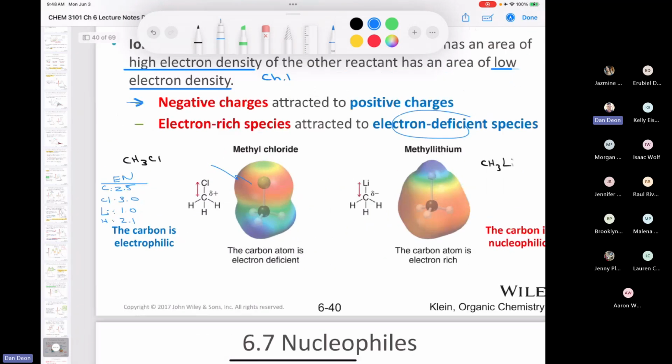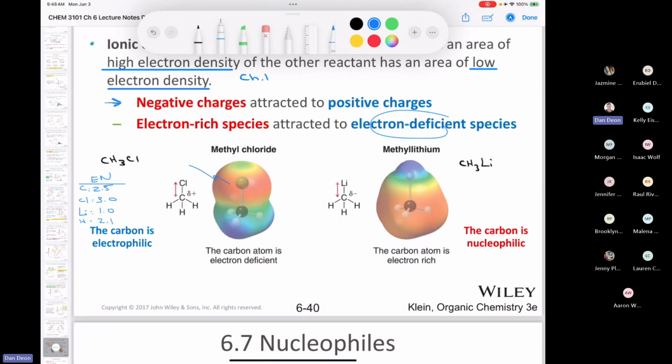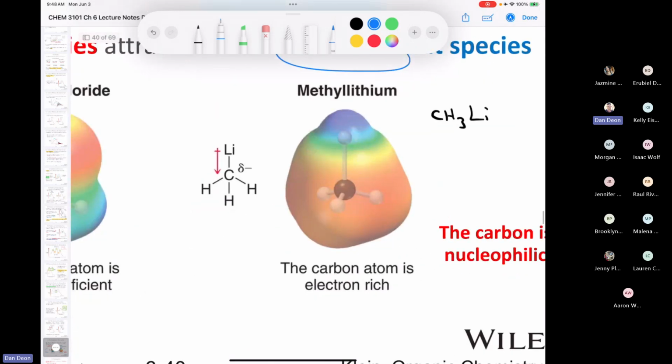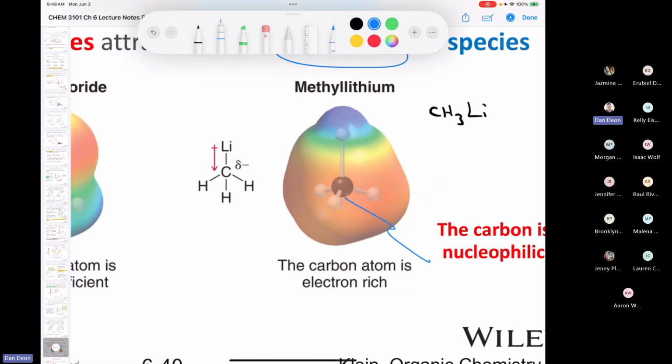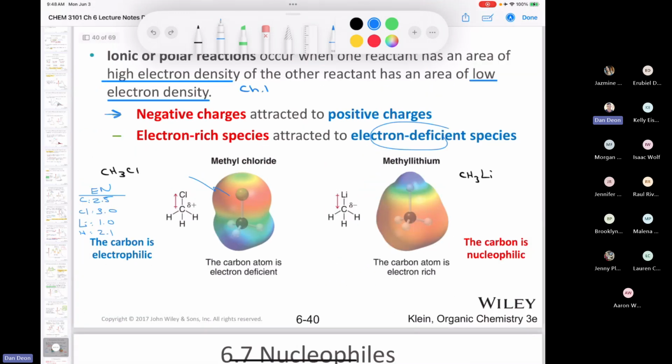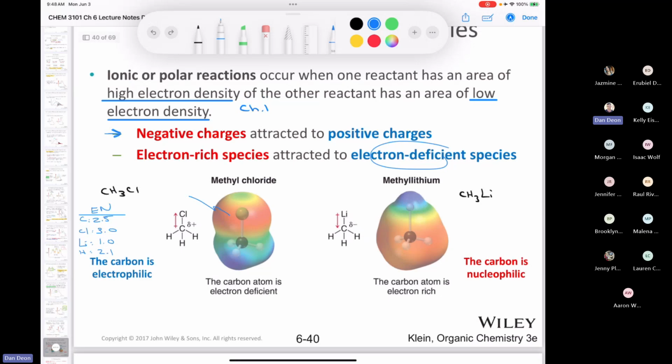Now, if we look at methyl lithium, it's got the same molecular geometry. Most of the molecule is the same, but now carbon is more electronegative than lithium, and so our dipole is going in the opposite direction. And you see that in the electrostatic potential map. Most of the electron density is down by the carbon. So we say in methyl chloride that the carbon is electron deficient, or electron poor, whereas the carbon in methyl lithium is going to be electron rich.